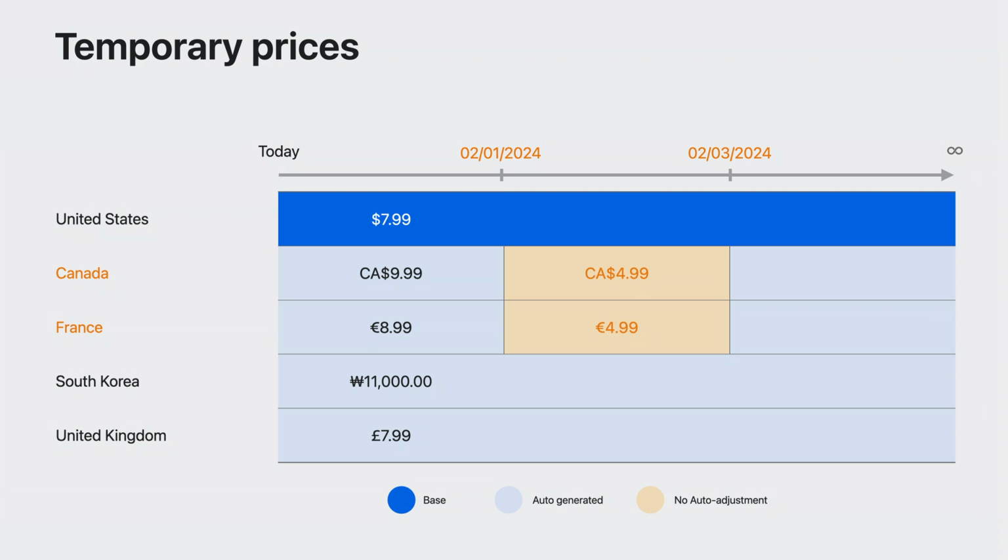For this promotion, I will lower the price to $4.99 in Canada and €4.99 in France from February 1st to February 3rd, 2024. After February 3rd, the price will go back to the initial price, equalized to my base price. During the temporary price change period, the prices for Canada and France would not be automatically adjusted. And there is no limit to the number of regions you can manually manage.